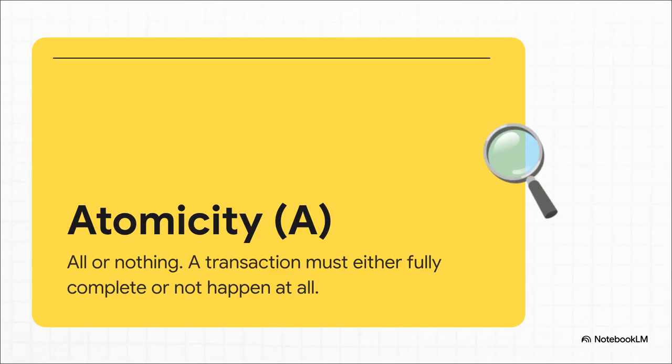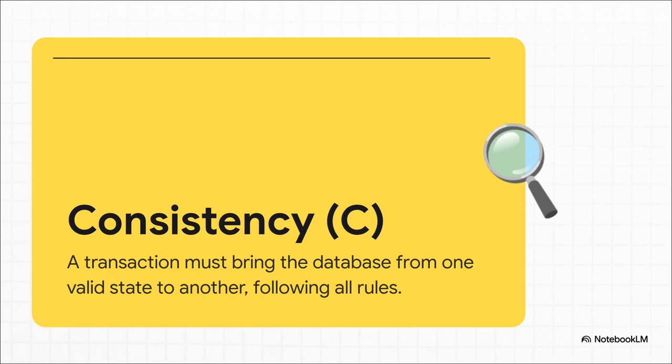First up, we've got A for atomicity. Now, think of an atom. It's a single, indivisible thing. It's either whole or it just doesn't exist. Well, it's the same here. For a money transfer, this means the money has to leave your account and arrive in the other account. If any part of that fails, the whole thing gets canceled, as if it never even happened. No more money getting lost in digital limbo. It's all or it is nothing. Period.